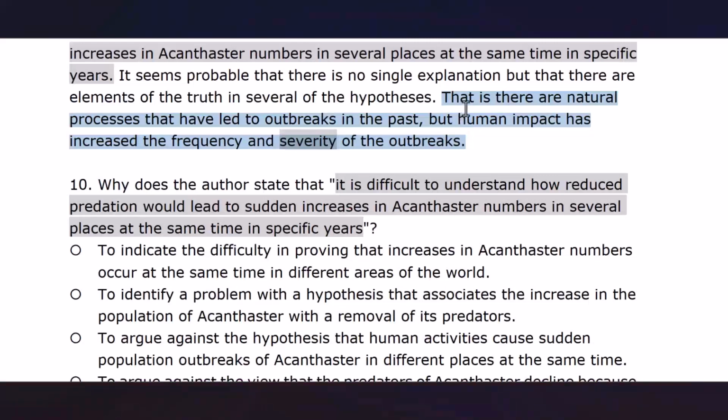Sentence 5. That is, there are natural processes that have led to outbreaks in the past, but human impact has increased the frequency and severity of the outbreaks. In this sentence, that, which is the subject of is, is a pronoun, and it refers to the previous clause, which says there is no single explanation, but that there are elements of the truth in several of the hypotheses. That actually holds a place for this clause. What comes after is this clause.